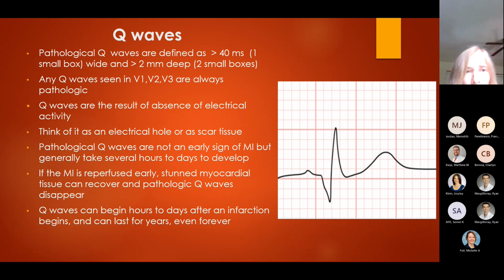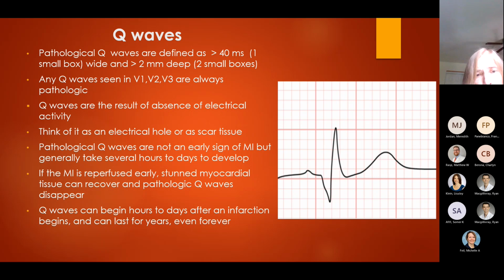So let's talk about Q waves. Pathological Q waves are defined as one small box here, which is duration. And any Q waves seen in V1, V2, and V3, they're always pathological. And you can think of Q waves as electrical holes. There is no electrical activity there.